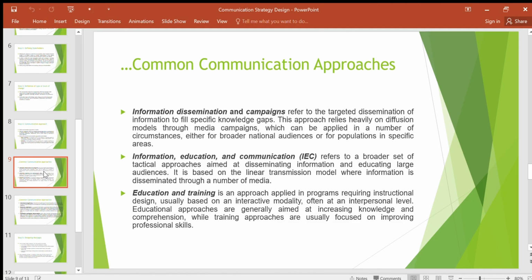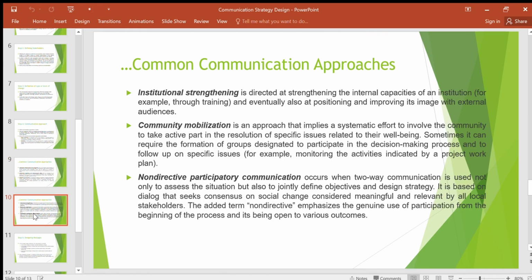We have information, education, and communication. Yes, go and research on that. And we have education and training, institutional strengthening, community mobilization, and interactive participatory communication. Please go write down, define all these, get more knowledge about these communication approaches. Maybe I should handle maybe community mobilization. This is an approach that implies a systematic effort to involve the community to take part in the resolution of specific issues related to their well-being.